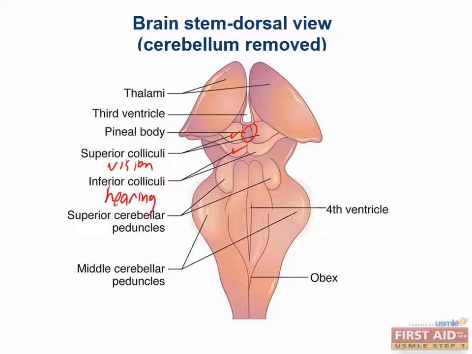Vision and hearing. Do you remember the nuclei of the thalamus that are also important for vision and hearing? There's a little mnemonic for those. The LGN, lateral geniculate nucleus, is also associated with vision, and the MGN, medial geniculate nucleus, is associated with hearing. Just a quick review.